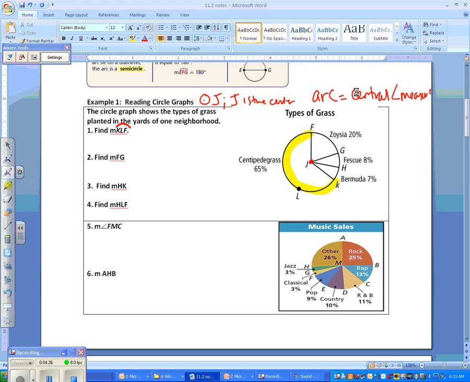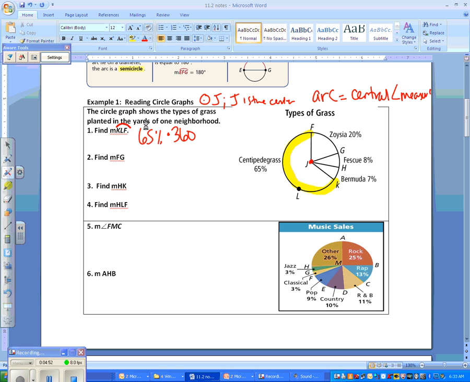So what that means is if this whole thing is 65%, then that's going to be 65% of the whole circle. So all you have to do is say that it's 65% of the whole circle. And what do we know about a whole circle? Well, if a half a circle is 180 degrees, then a whole circle is 360 degrees.